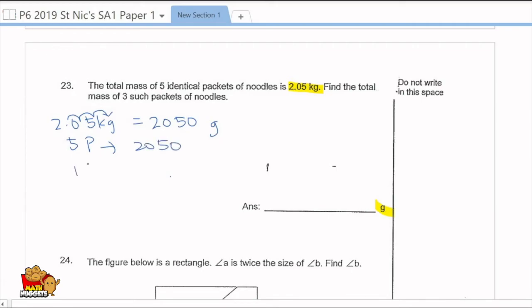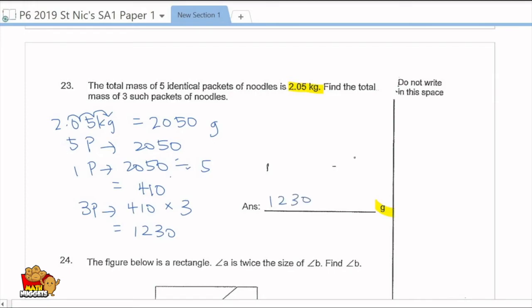2050. So 1 packet will be 2050 divided by 5, which is 410. And if we find 3 packets of this, would be 410 times 3, which gives us 1,230 grams.